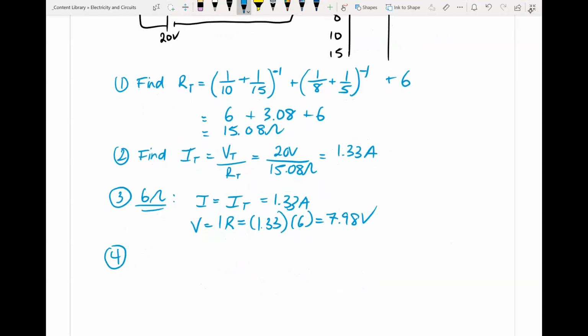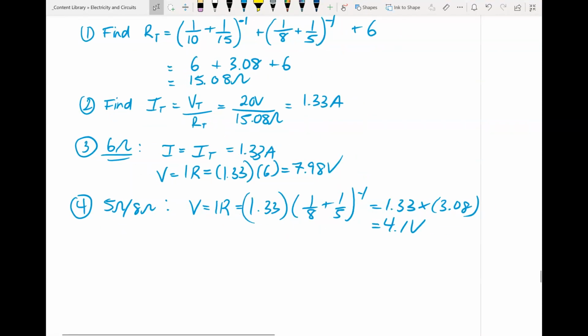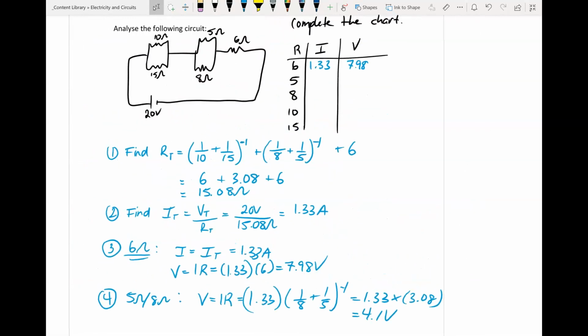Now let's look at each pair. So let's do the 5 ohm and 8 ohm pair right now. We can find the potential drop first, which is I times R. I is the current total, which is 1.33. And R, we actually found that in part 1 for 1 over 8 plus 1 over 5 inversed. That would be our R. So that's 1.33 times 3.08, which is 4.1 volts. So that is our potential drop for 5 ohms and 8 ohms.